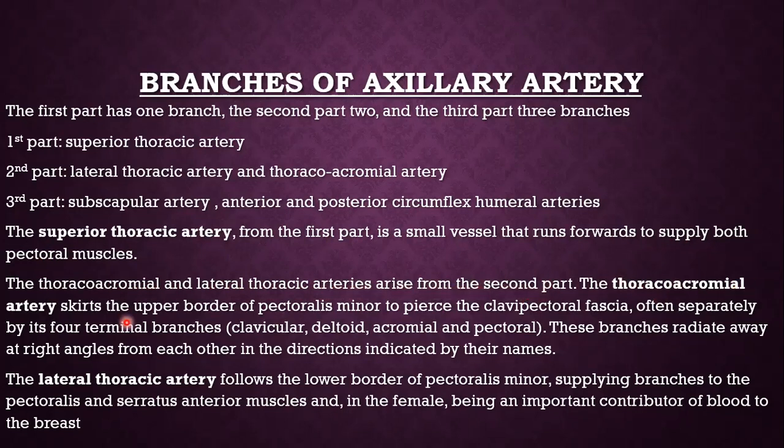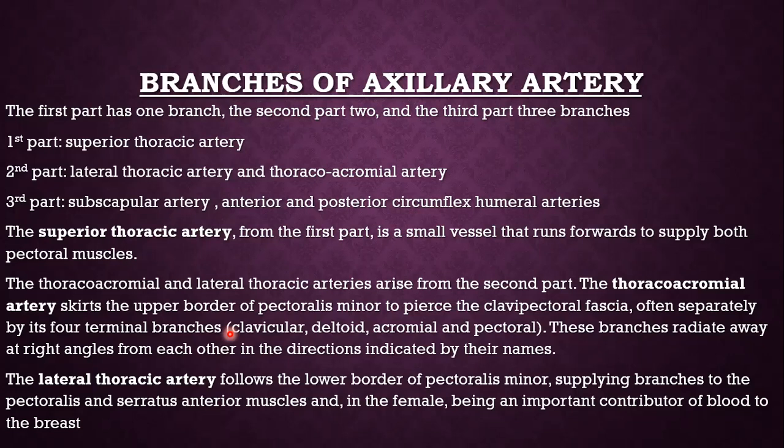Now, the thoracoacromial artery usually skirts the upper border of pectoralis minor and pierces the clavipectoral fascia, often separately by its 4 terminal branches. Okay, so in some people, the thoracoacromial artery itself might pierce as a trunk, or it might first divide into its 4 terminal branches, and these might pierce the clavipectoral fascia individually.